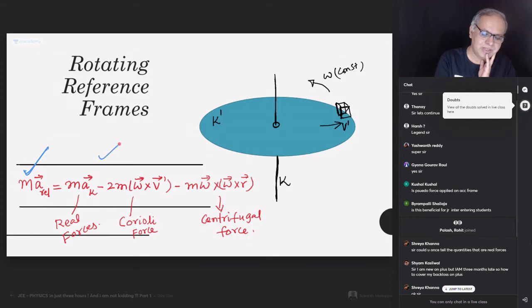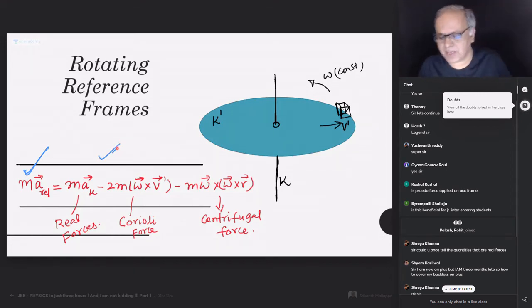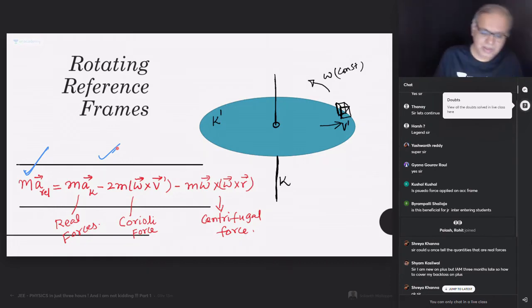IIT-JEE Advanced has sprung up surprises about this equation many times. Look, children, the 10th students, let me see how I will make it interesting for you people.